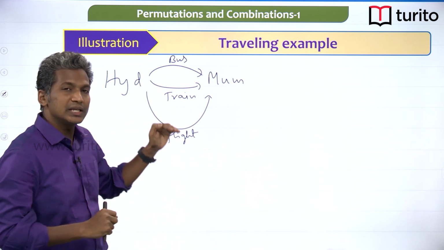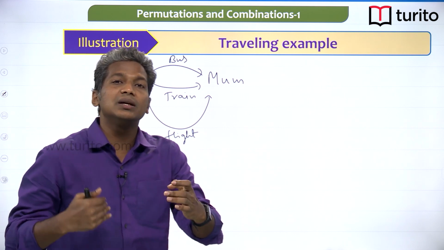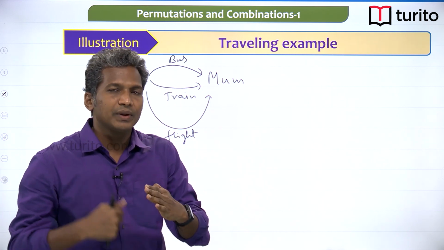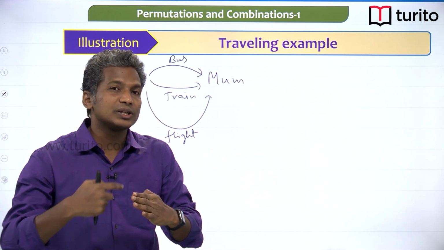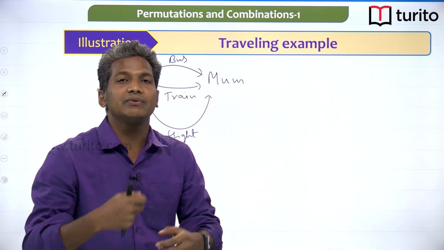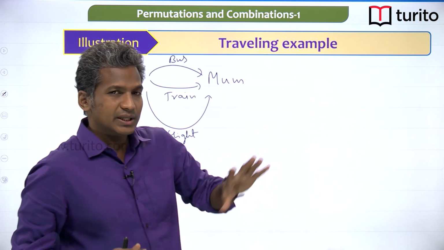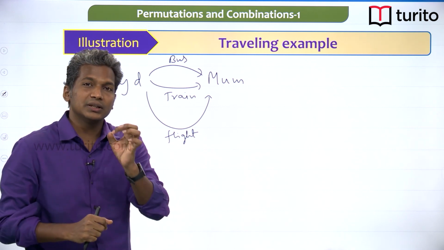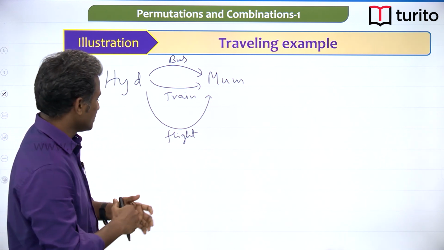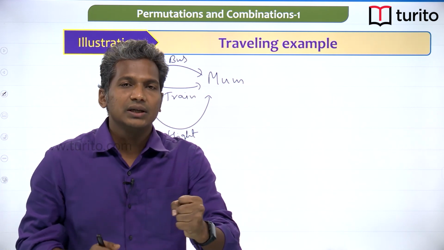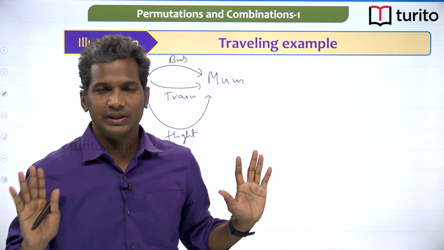So, whenever the relation is OR, we add the number of ways. So, bus is one way, train is one way, flight is one way. Now, because there is an OR relation here, we add 1 plus 1 plus 1 and we get 3 ways. This is a very silly and simple example, but you have to understand the concept in the right way. So, basically what is this rule? If there is an OR relation, we add the total number of ways, that is it.